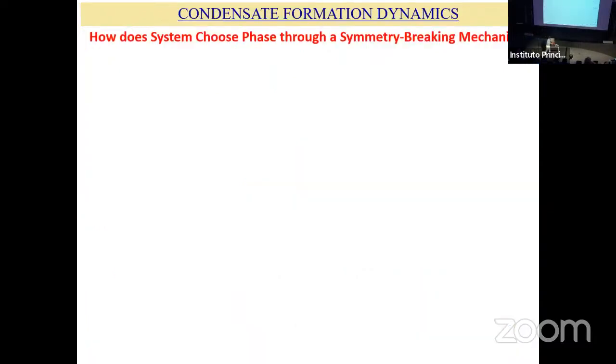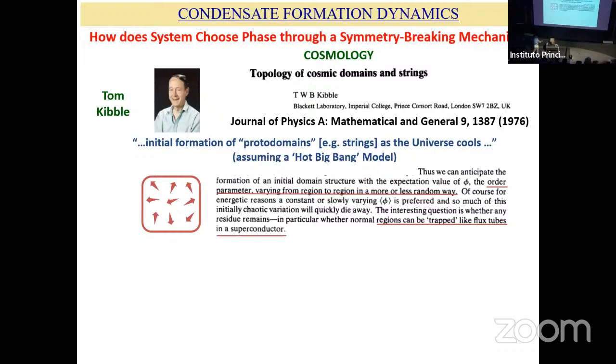Okay, so now we come to the question then, how does the system choose, how does symmetry break as we go along? And let me start with a little bit of a sort of historical background on that. So let's go back to a pioneering paper by Tom Kibble in the context of the hot Big Bang theory. So in this paper here, obviously the idea of symmetry breaking is quite a general idea, but in this paper here, topology of cosmic domains and strings, what he was considering is the formation of what he called proto-domains as the universe is cooling. Okay, this is a hot Big Bang that is meant to be cooling.